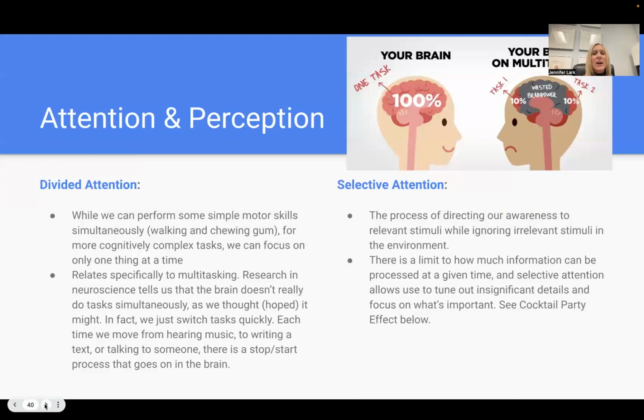Last little thing here is the impact of attention on perception. So we've already talked about selective attention, that it's drawing our awareness to relevant stimuli while ignoring other stimuli in the environment. We also said there's a limit on how much information can be selectively attended to and processed at any given time.